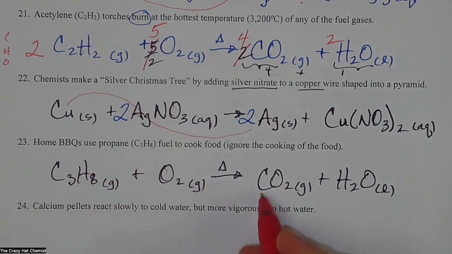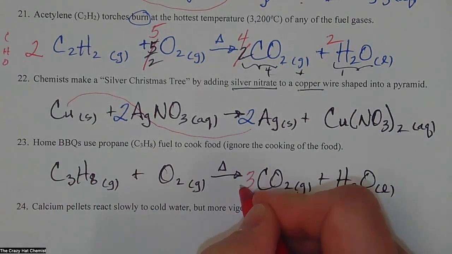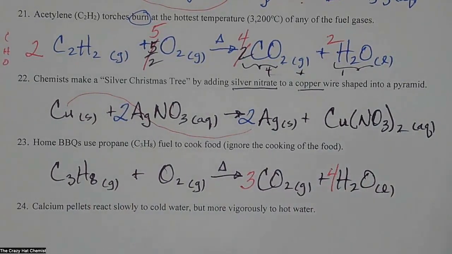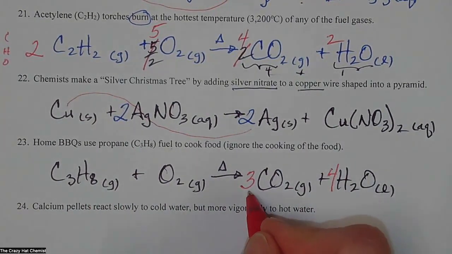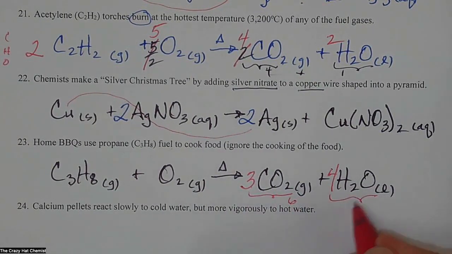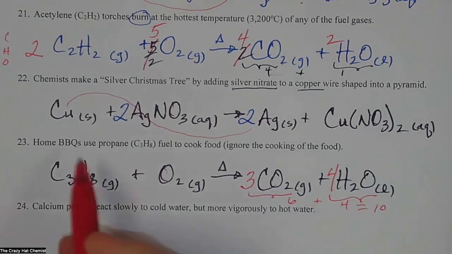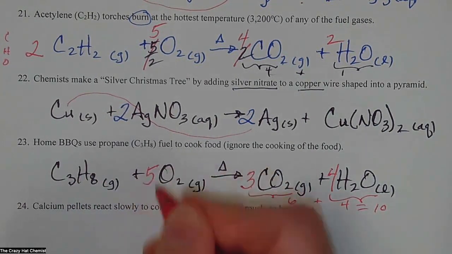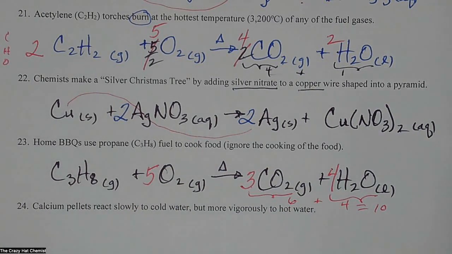All right, and then we're going to balance this in the same order that we balance everything else. That's three carbons, and oh, now we have three carbons, eight hydrogens, and oh, now we have four times two, eight hydrogens. We're going to count up the number of oxygens. That's three times two, that's six. And that's four times one, that's four. Add them up, I get 10 oxygens. Are there any oxygens here? That's a nope. So I got 10 on the product side. I'm going to place a 5 right over here. And now that one is balanced. That is another combustion reaction.